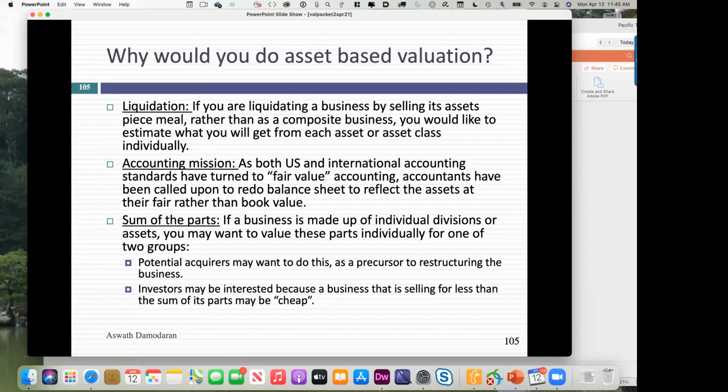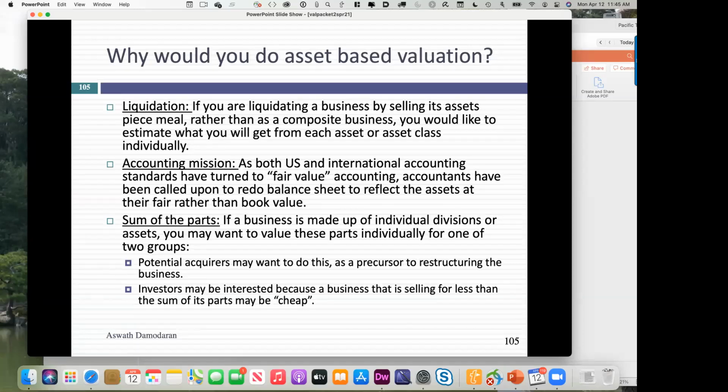You've come into a company, the company is planning to liquidate. What is it going to do when it liquidates? It's going to sell off pieces for the best price possible. You have to do an asset-based valuation because you have to figure out what each piece will bring. So in liquidation, you'll often see asset-based valuation.